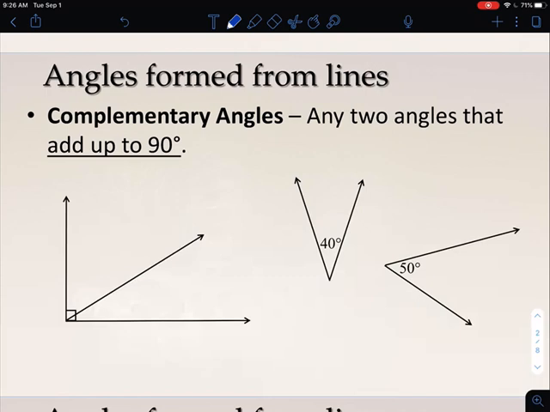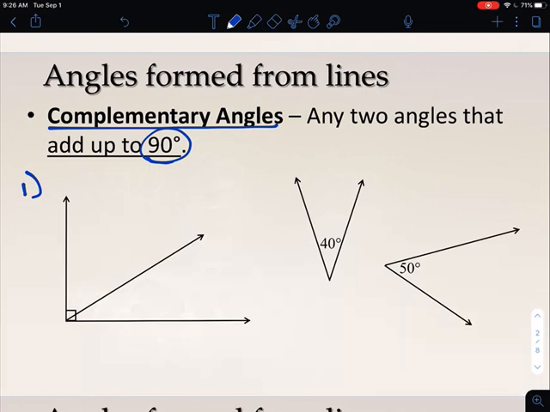Another type of angle pair that you need to be able to know or be able to identify and work with would be complementary angles. So complementary angles are any two angles that add up to 90 degrees. That's going to be the key here, because we're going to have another pair of angles here in a second that add up to something else. So 90 degrees is the key.